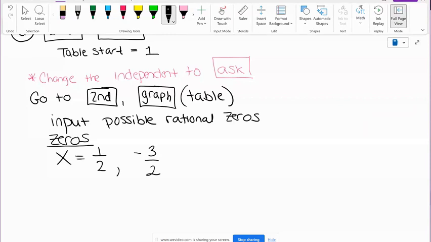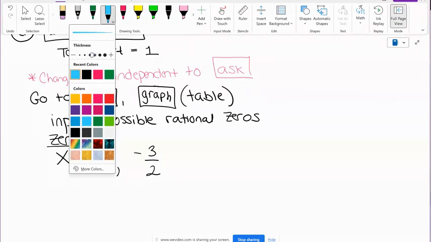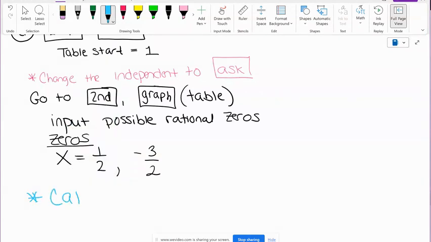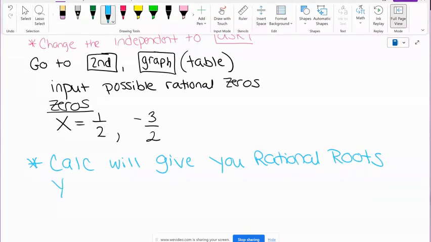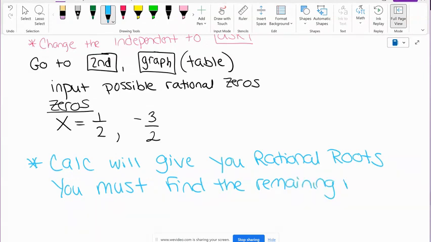So at this point, let's write this down. Calculator will give you rational roots, you must find the remaining roots by hand. But do you see how the calculator sort of chopped our guess and check synthetic substitution down by a lot? So now we're going to do the rest by hand.